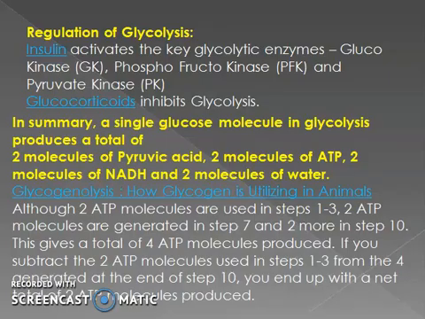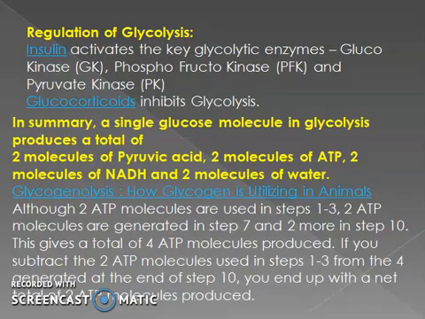Now the regulation of glycolysis: insulin activates the key glycolytic enzymes, that is glucokinase, phosphofructokinase and pyruvate kinase, and glucocorticoids inhibit glycolysis. In summary, I can say that a single molecule of glucose in glycolysis produces a total of 2 molecules of pyruvic acid or pyruvate, 2 ATP, 2 molecules of NADH and 2 molecules of water.